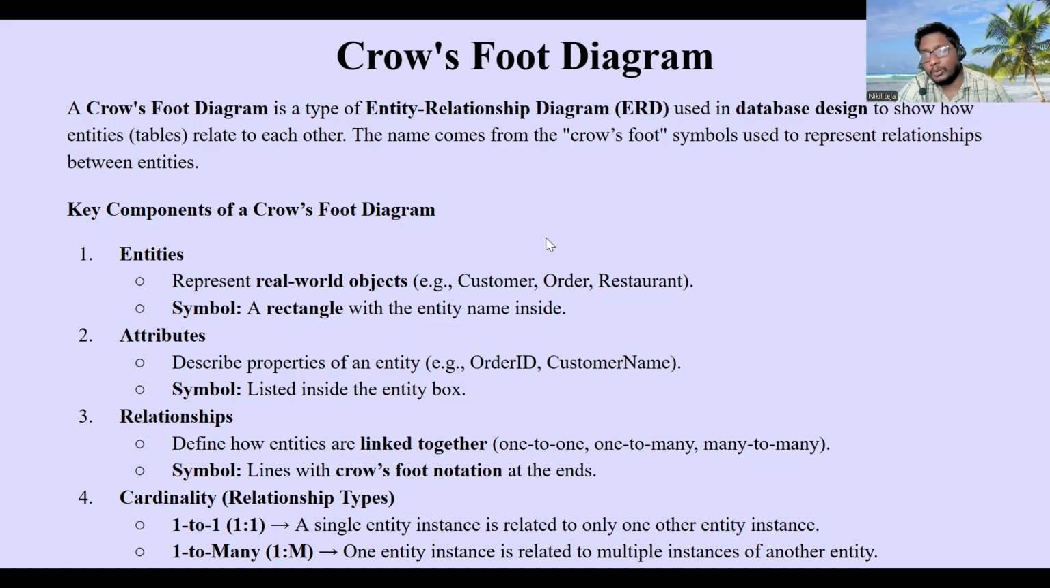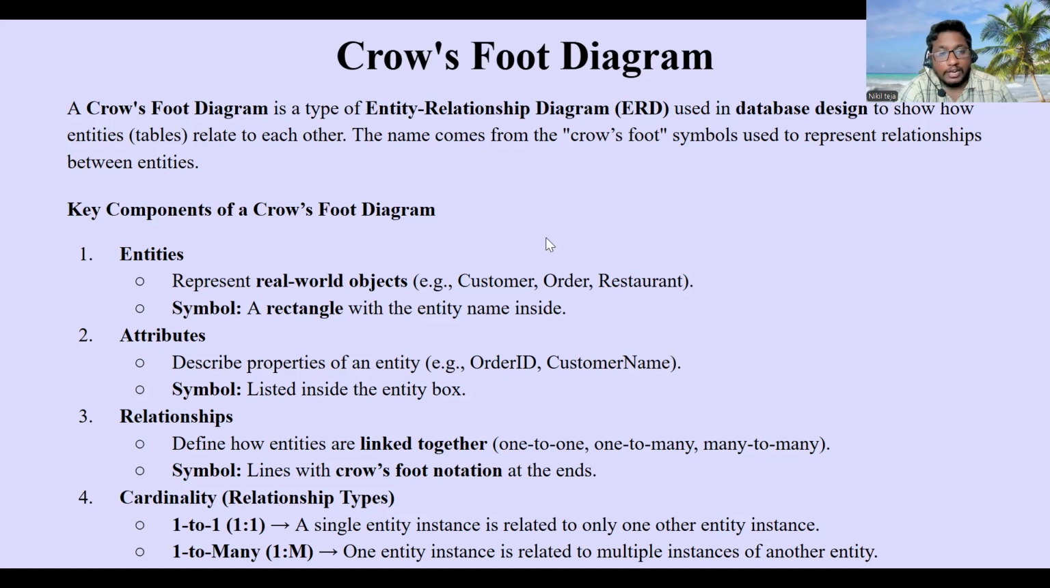Next, relationship. How two entities are related or linked to each other. Relationships define how entities are linked to each other, like one to one, one to many, many to many, and all these are relationships. They are shown as lines with the crow's foot notation at the ends.